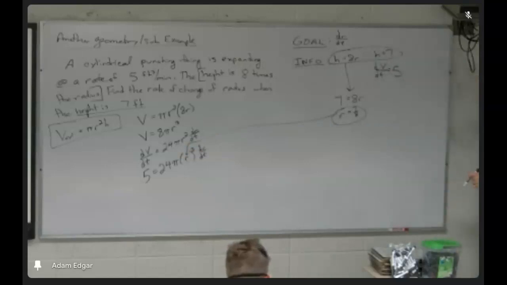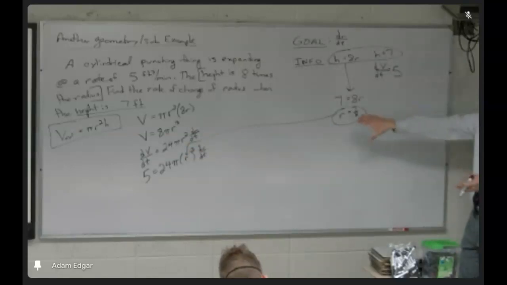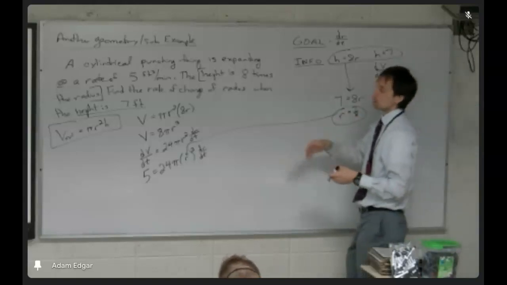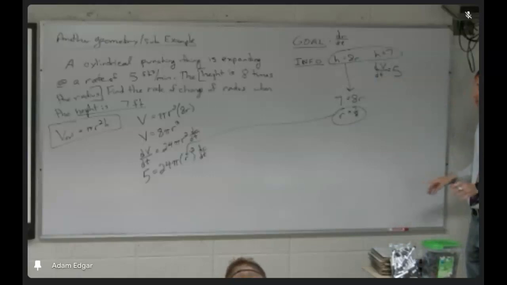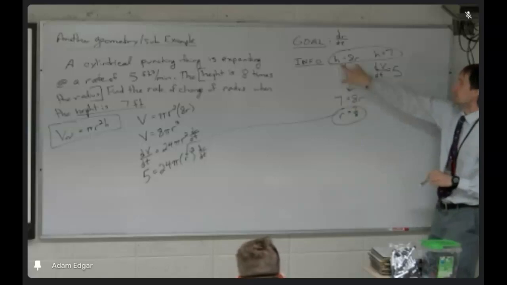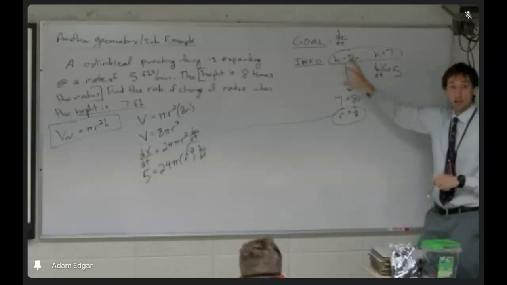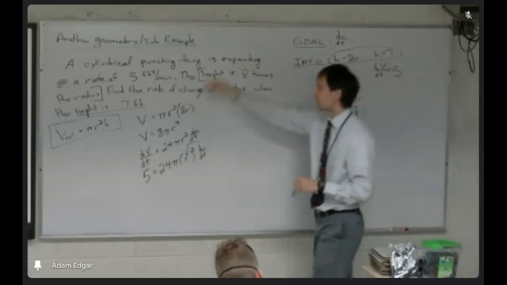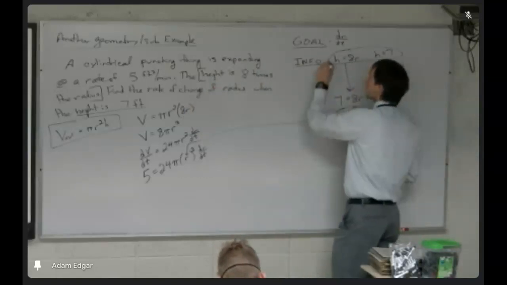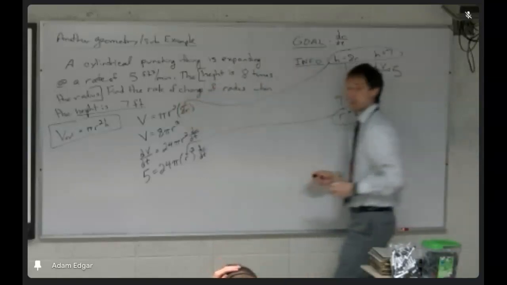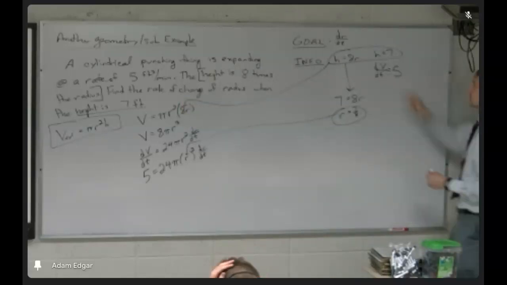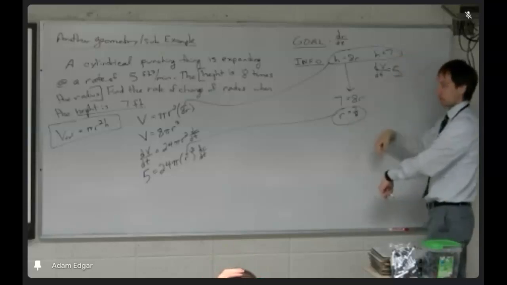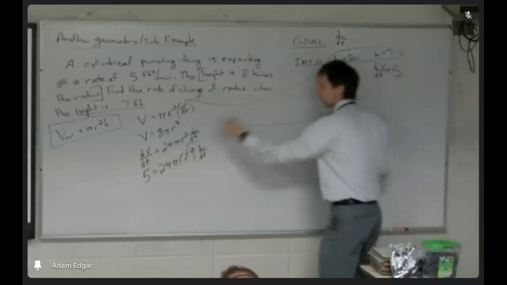So you do need to use your volume equation. It's preferable to get things in terms of radius so that you don't have to do product rule to differentiate. And then you're using this kind of height-radius relationship in two ways. You're using it to substitute in for the height to disappear one of your variables out of existence. And you're using it to find out what's the radius right now so that you have a number to plug in for r when you need to.